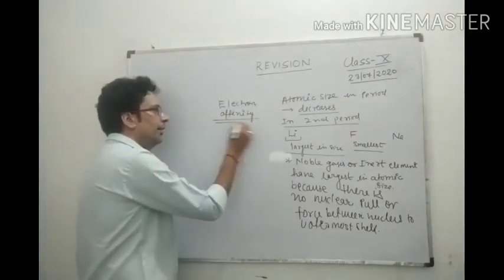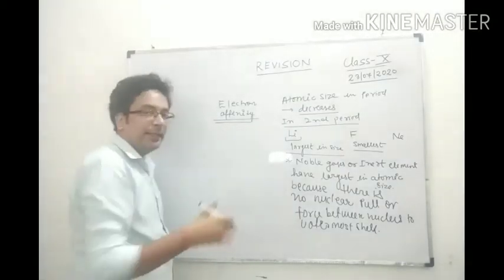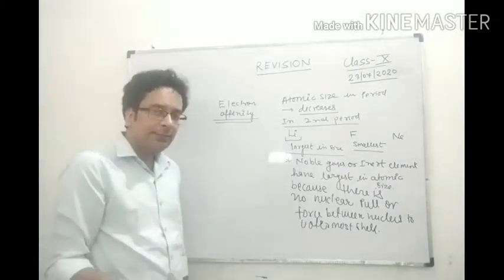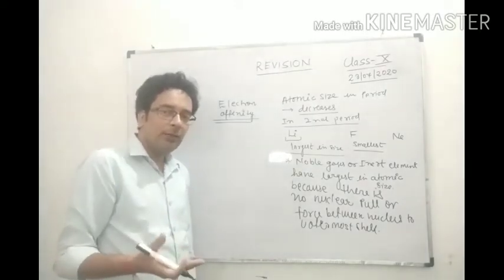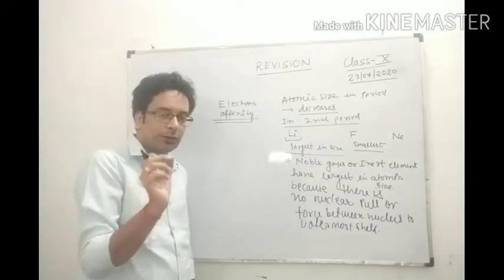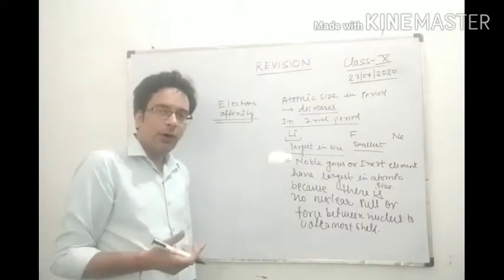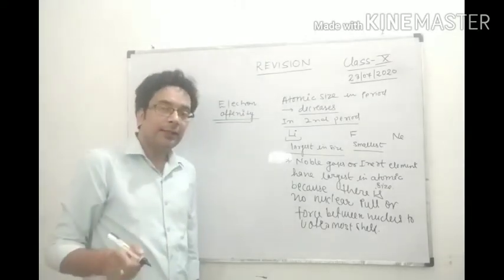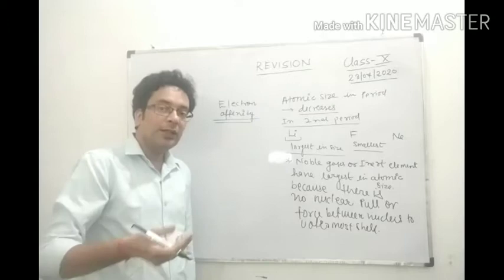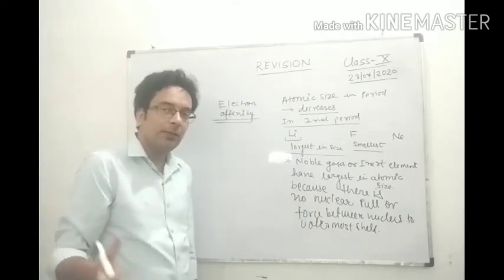Now what is the difference between electron affinity and electronegativity? Electron affinity means the energy released when an atom accepts, note down this point, accepts an electron to form an anion. Electronegativity is the tendency of an atom to attract shared paired electrons towards itself in the combined state.